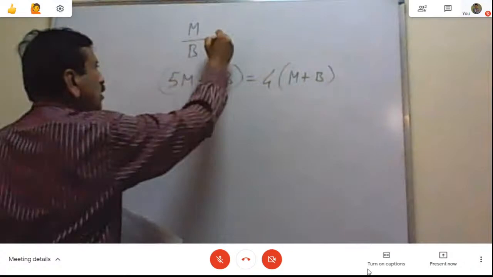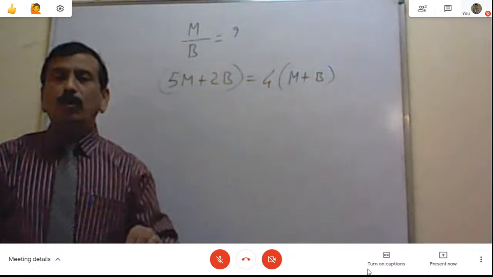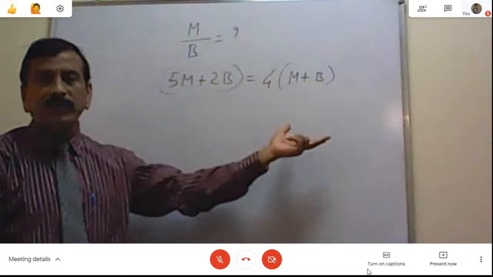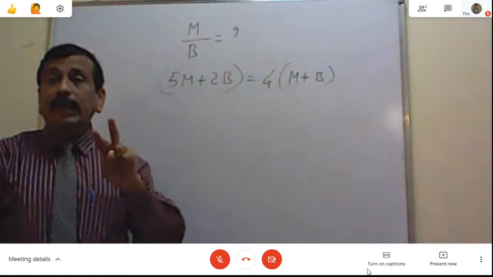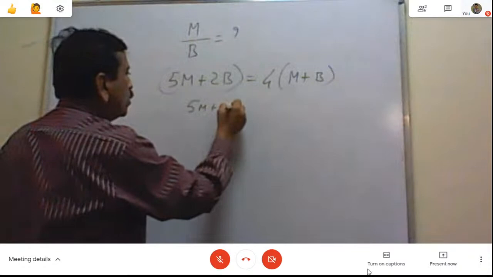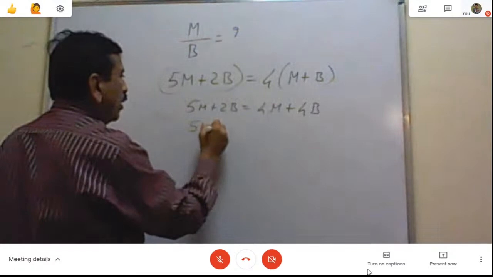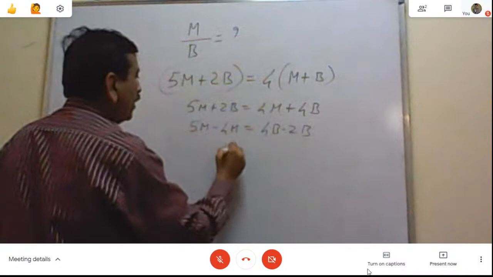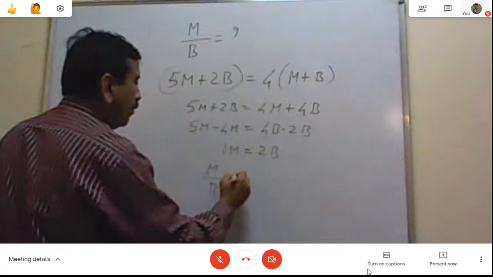So the mathematical formulation of whatever problem we have is this, and the solution part is mechanically solving this. It's a single equation, double unknown. So we cannot get the value of any unknown, but we can get the relationship between the unknowns. So 5M plus 2B is equal to 4M plus 4B. M on this side, 5M minus 4M is equal to 4B minus 2B. So we get M is equal to 2B, and therefore M by B will be 2 by 1.